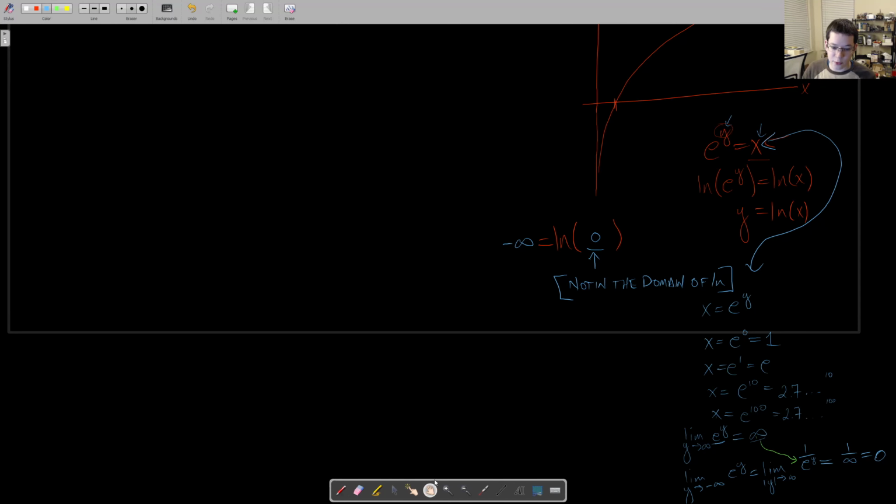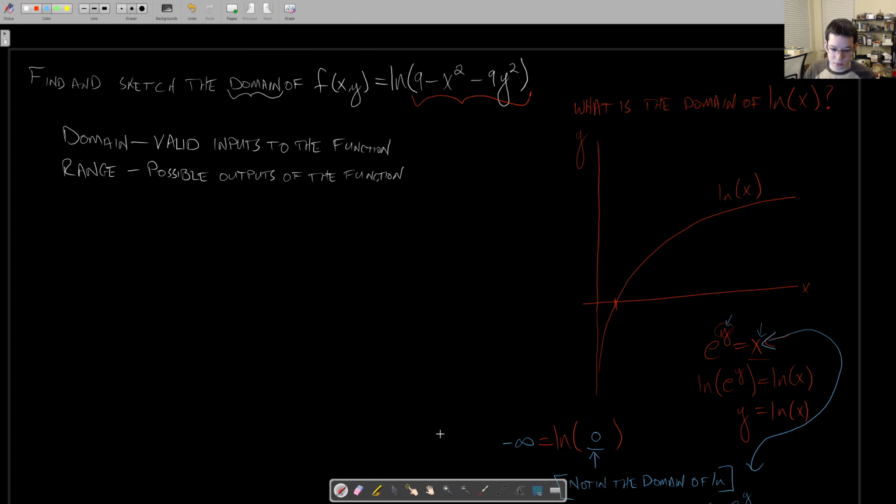And looking at the graph, we can see this, because there's nothing to that side. So nothing here. That answer changes if you're in the complex numbers, but we're not in the complex numbers. We're dealing with Calc 3, so we don't care right now about the natural log of a complex number.